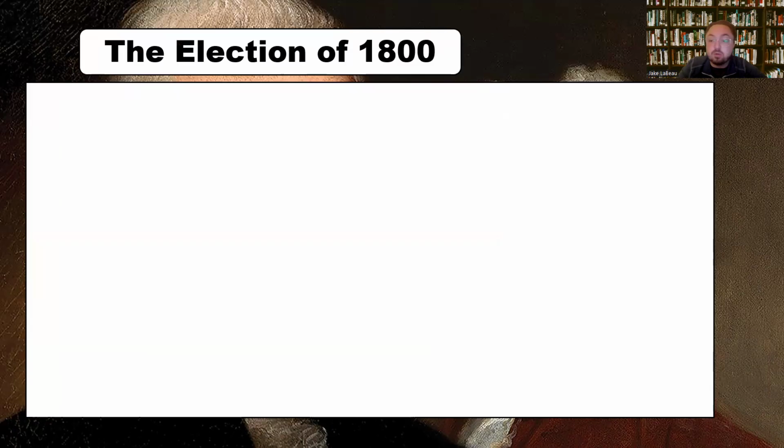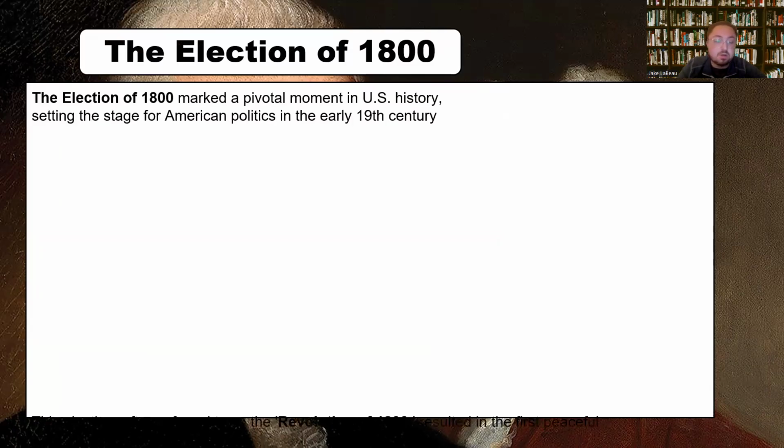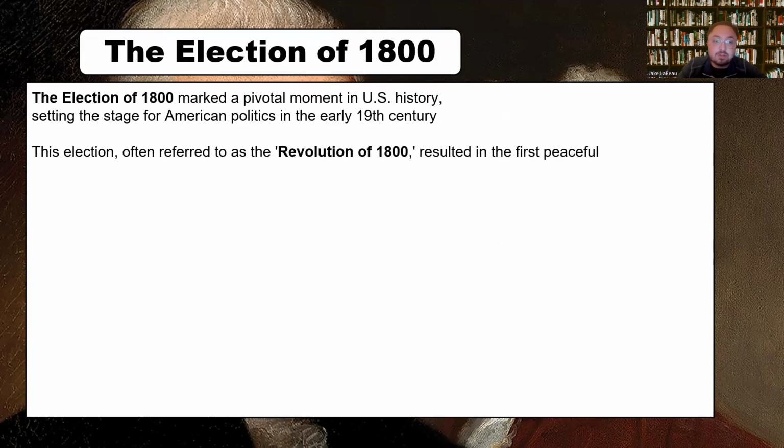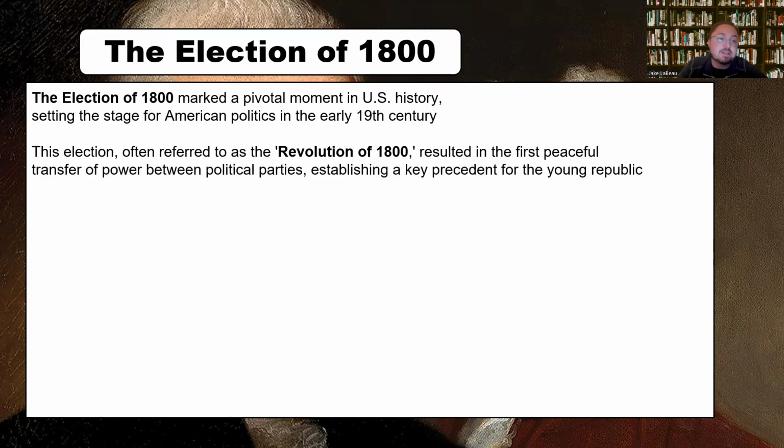All right, major things are going to happen in the election of 1800. It's a pivotal moment in U.S. history. It's going to set the stage for American politics in the early 19th century. This election is often referred to as the Revolution of 1800.